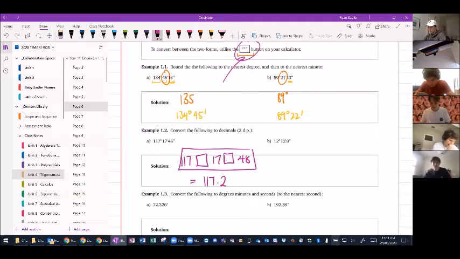And you should get 117 degrees. 0.2, we need 3 decimal places, 296 recurring. So 117.297. Everybody can do that? Nobody can't do that?